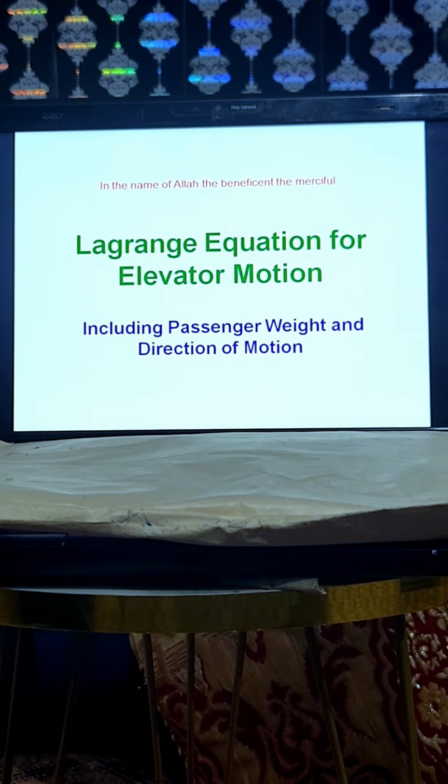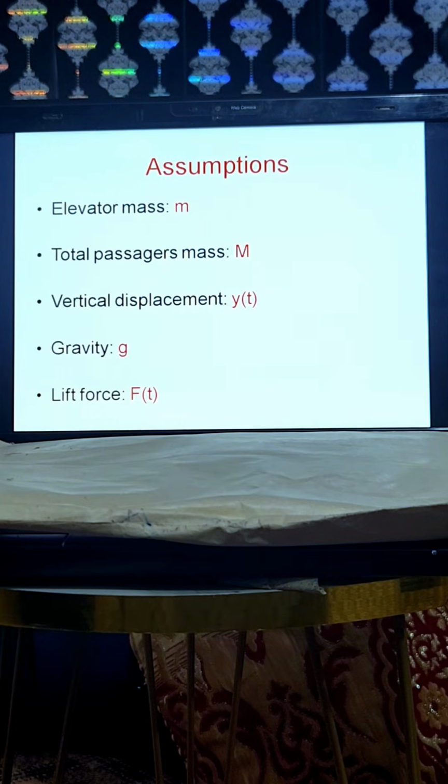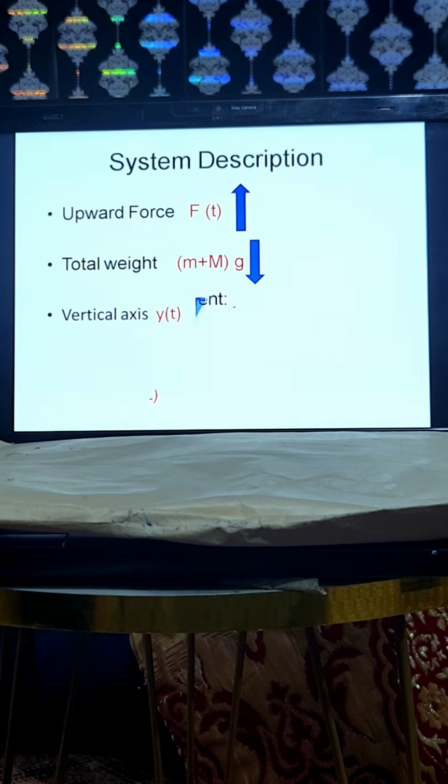We are going to discuss the Lagrange equation of motion for an elevator. We shall include the passenger's weight. This is a typical picture of a lift elevator. We shall assume the elevator mass is small m, the passenger's mass is capital M, and the displacement is along the vertical axis y. Gravitational acceleration is g, and the lift force provided by the motor is f of t.